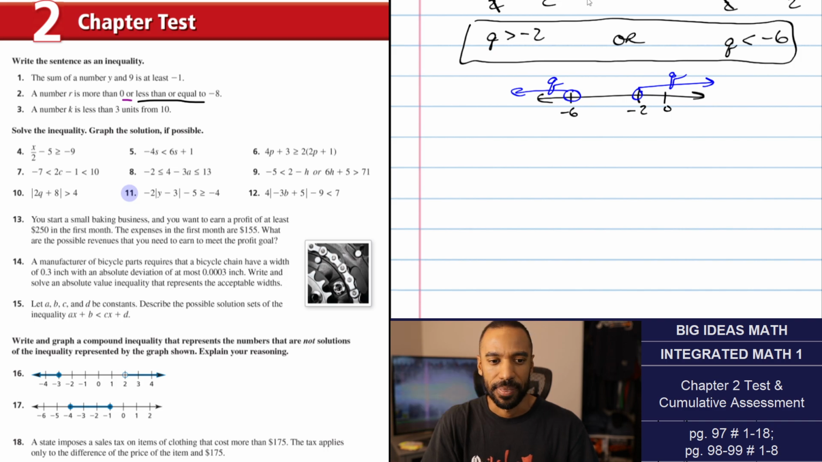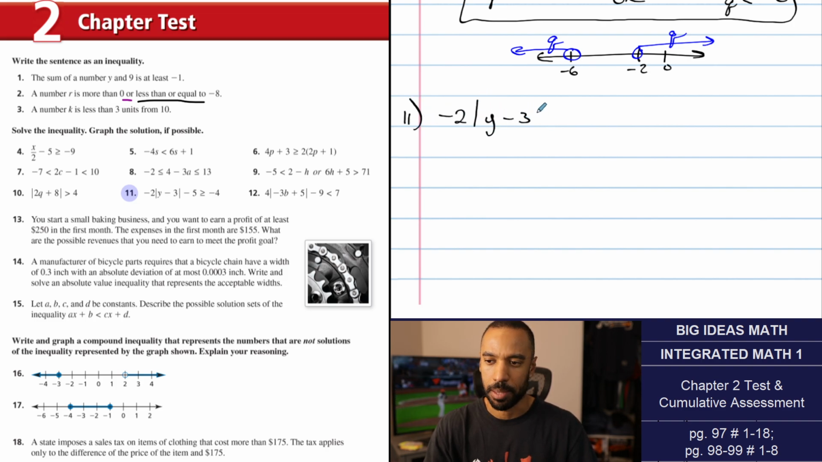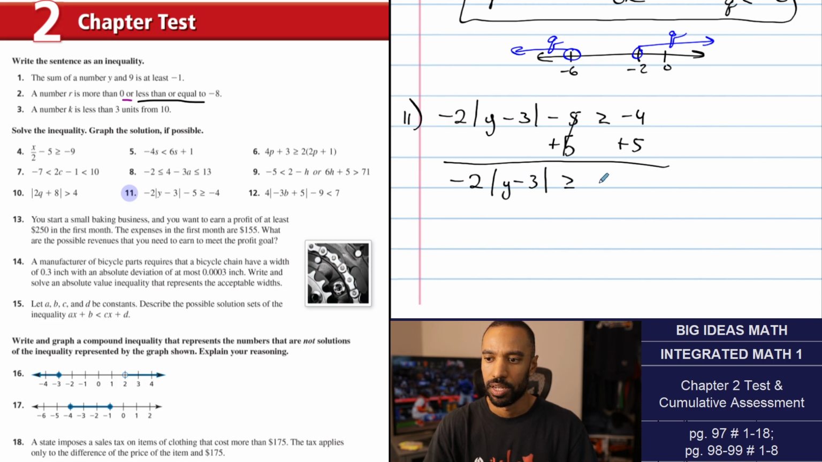Number 11 has a lot of negatives. In fact, the only positive I see is the variable. But it's inside the absolute value, and we have to get the absolute value by itself. So we begin by adding 5 to both sides of this. And this turns this positive, because 5 minus 4 is 1. But then we're going to divide by negative 2. Negative 5 plus 4 again is 1. Or negative 4 plus 5 is 1. We're going to divide by negative 2.